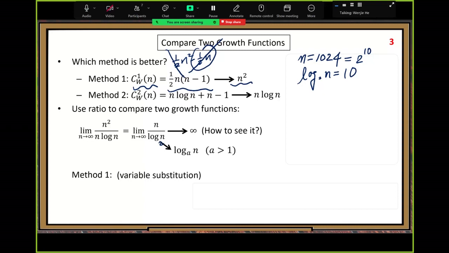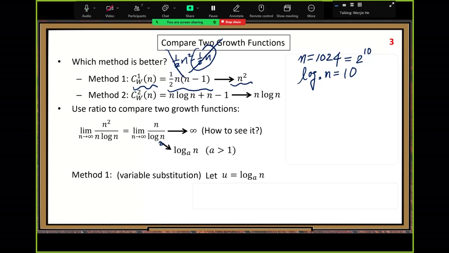Log function, it looks too complicated for most of you. So we want to avoid the log function here. How to avoid it? Let us introduce a new variable u. Let u be log base a of n. With this new variable substitution, the log is gone.